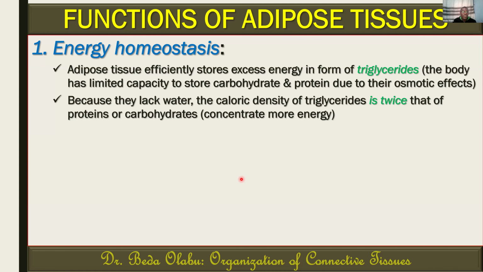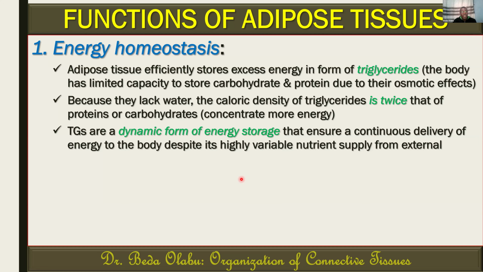Tailored to that, because triglycerides lack water, their caloric density is quite high, almost twice that of proteins and carbohydrates, even including glycogen. This is simply to say that triglycerides are able to concentrate more energy than proteins and carbohydrates. And so it's the most efficient way of storing energy in the human body.